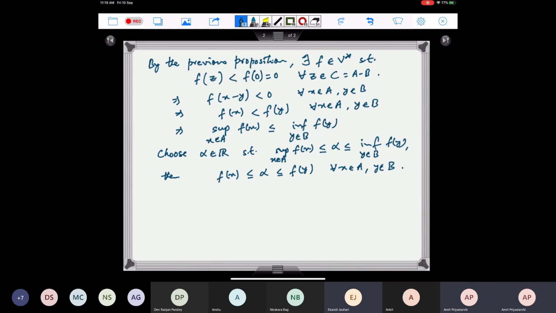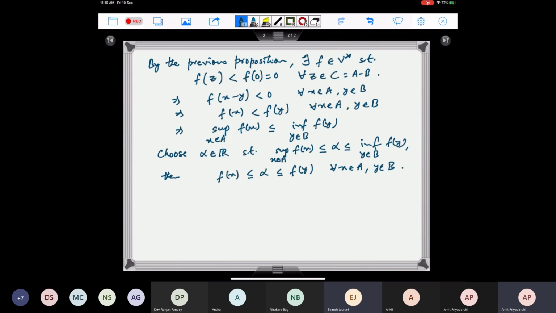Sir, according to the last statement, there can be an alpha for which, corresponding to which, for some x in A and for some y in B, this can be equal, right? Right. But above that, you have written that f x is strictly less than f y for all x in A and for all y in B. Right.